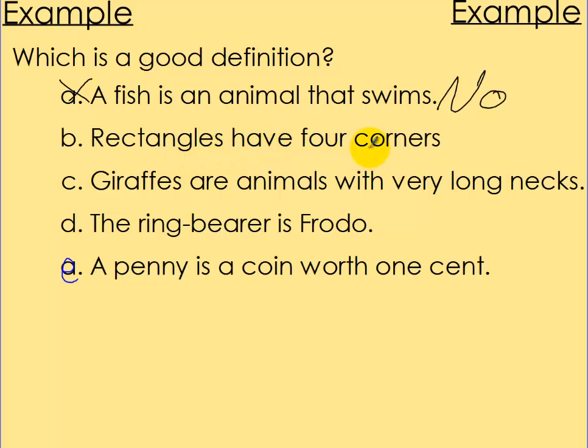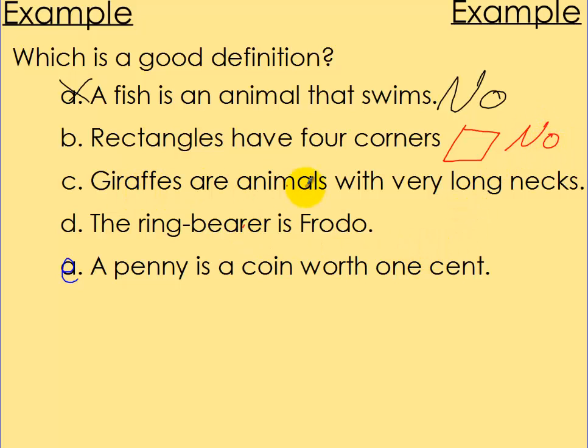Next one, rectangles have 4 corners. Okay. If something has 4 corners, is it a rectangle? No, because it could be a rhombus. These have 4 corners. It didn't say they have to be right corners, they're just corners. So it's not necessarily a rectangle, so this is not a good definition.